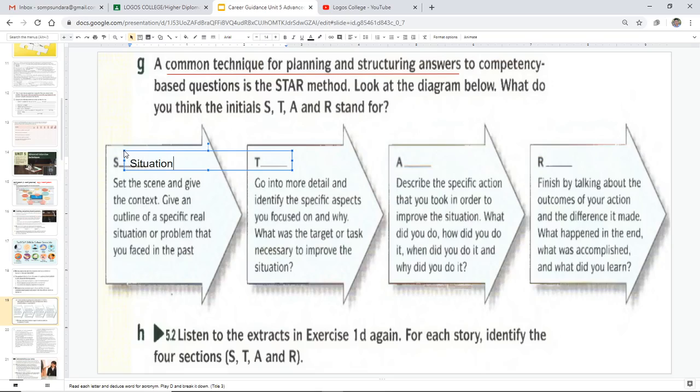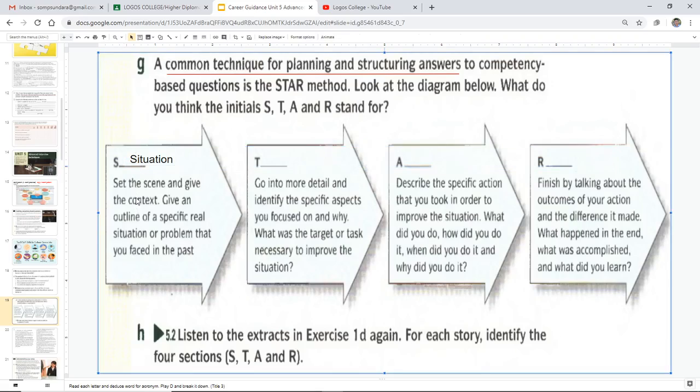S stands for situation. It says, set the scene and give the context. Give an outline of a specific real situation or problem that you faced in the past. Right. So situation is what happened? What was going on? Why was there a problem, or what was something that you had to do?